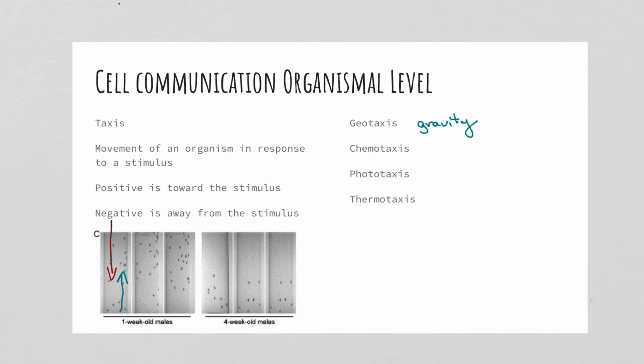That same organism can have a positive chemotaxis. Chemotaxis means it has to do with smells or chemicals. Remember, smell is a chemical, taste is a chemical overall. So it can go toward a specific smell. That would be a positive chemotaxis. At the same time, you can have a negative chemotaxis where a smell can be repulsive.